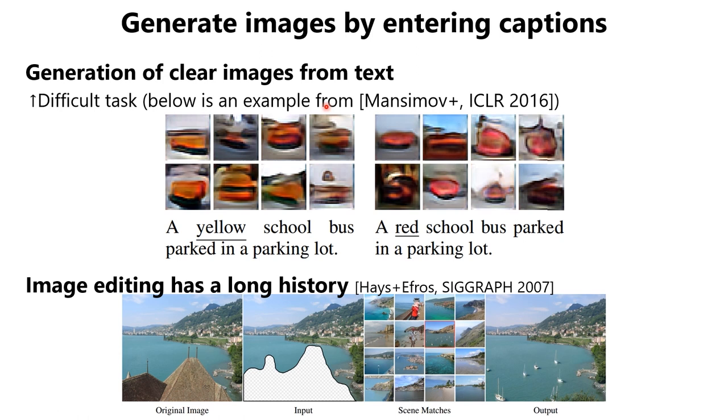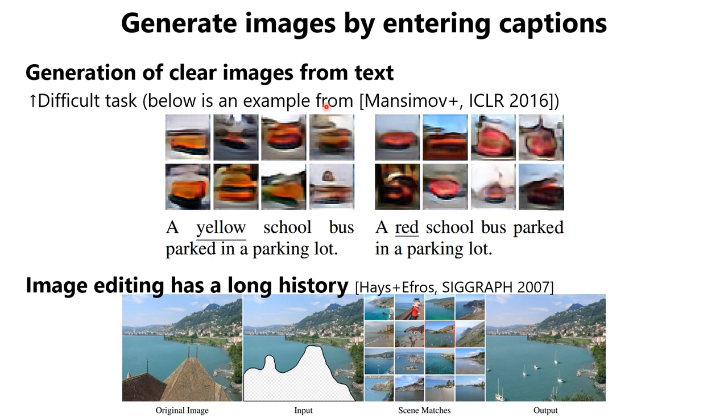For example, here is an example presented at the international conference called ICLR in 2016. The example was shown by inputting, please generate an image of a school bus in this way, and then changing the color in the text would actually change the image. But I suggest that you don't put your face too close to the screen. If you get too close, it's not a bus anymore. If you look at it from a distance and try not to pay attention, it might be a bus.